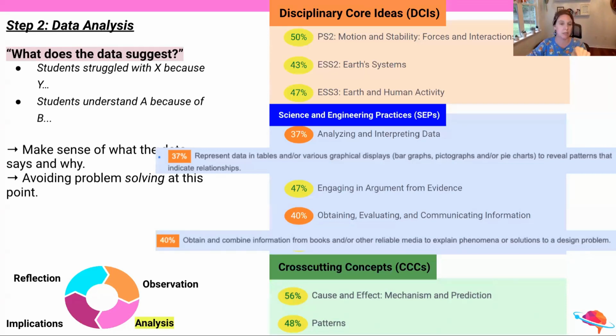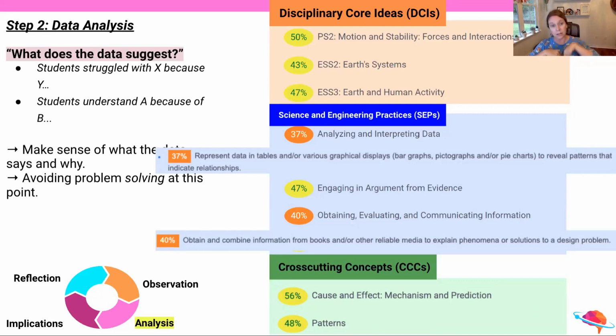And then that second SEP was also a struggle: obtaining, evaluating, and communicating information. That specific part of the standard that was assessed was obtain and combine information from books and or other reliable media to explain phenomena or solutions to design problems. So from an elementary perspective, for obtaining, evaluating, communicating information, that element is like synthesizing information. And that is a huge reading comprehension strategy that is introduced from third grade to fifth grade and really built on. So at the fourth grade level, when you're asking students in a science way to obtain and combine information from books or other reliable resources, that is a large skill. So when you think about that in terms of development with ELA, that's an interesting piece of analysis.